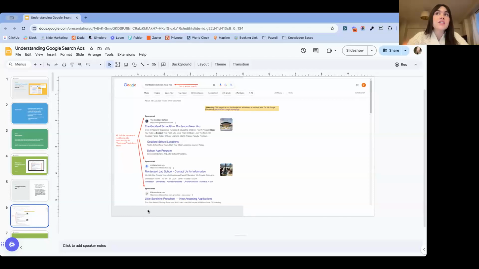Definitely have a look at it, because SEO can be effective, but the benefit that ads have over SEO is that it's pretty immediate results. SEO takes a lot more time. You have to audit your website, you have to create content, you have to be updating and refreshing it.